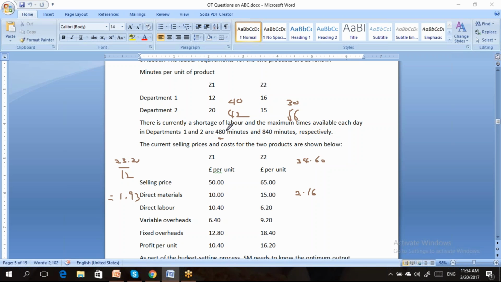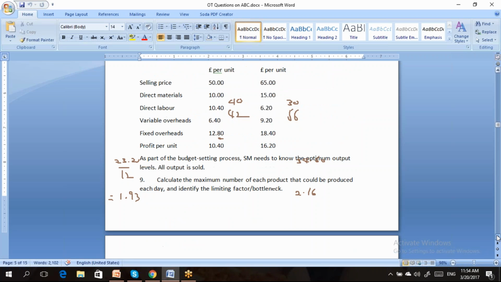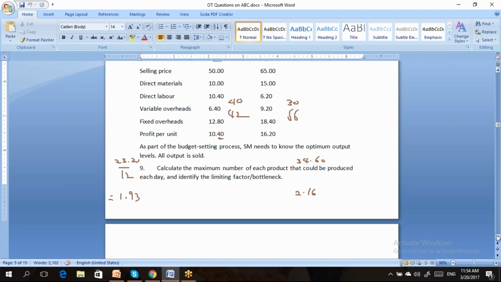And that's what we will do. So what is the question they are asking us? Calculate the maximum number of each product that could be produced each day and identify the limiting factor. So the limiting factor is department 1, and the maximum product we will produce for a day is Z2, 30. That's all we have to look at.